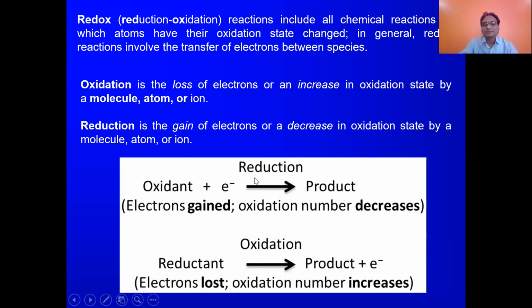You can see this. Oxidant plus is gaining electron. The process is reduction. As a result of that, you will get the product. So the gaining electron process is called reduction, and the losing electron process is called oxidation. You can see this is reductant, losing electron. The product is going to get the electron.